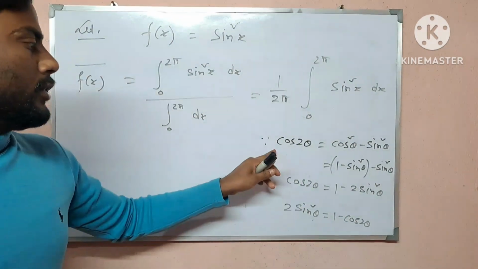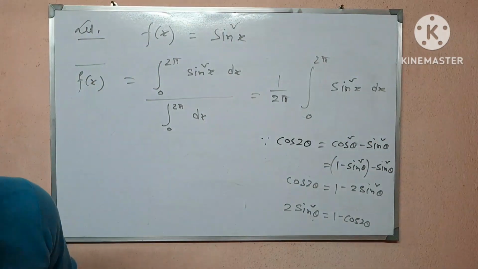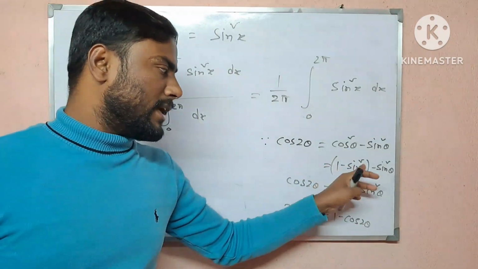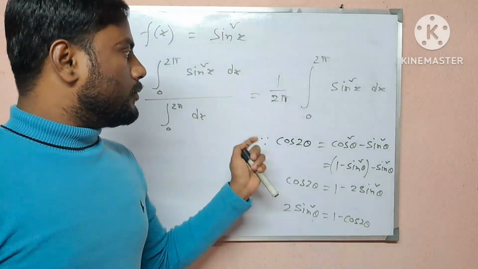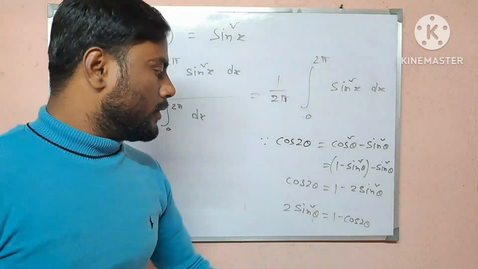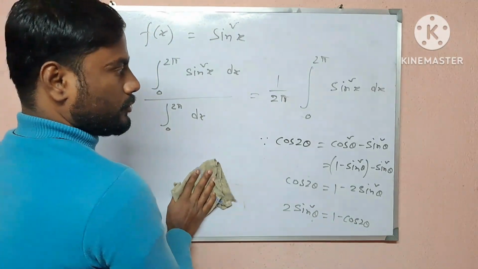Just see here, we know cos 2 theta equal to cos square theta minus sine square theta. So here instead of cos square theta we can write 1 minus sine square theta. So now by arranging all these values we can write that sine square theta equal to half of 1 minus cos 2 theta.